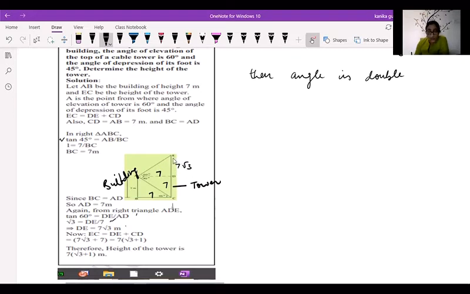Now you want to find the height of the tower, so EC is equal to ED plus DC. Substituting the values, DE is 7 root 3, plus 7. Taking 7 outside, it is 7 times root 3 plus 1 meters, which is the height of the tower.